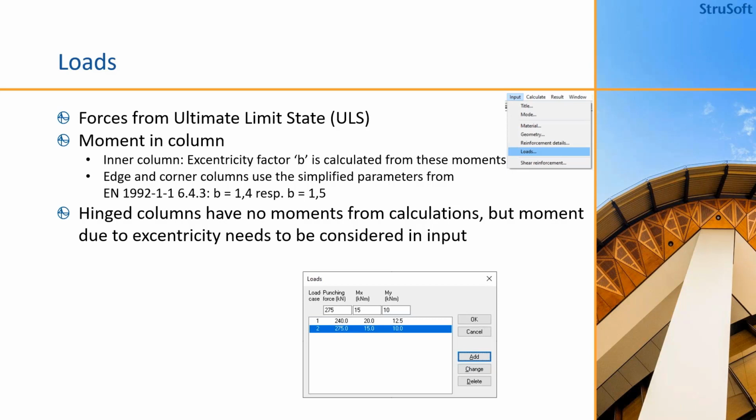But if we use an edge or a corner column, we will use the simplified parameters defined in Eurocode. So for edge, it's 1.4, and for a corner column, it's 1.5 for this beta factor. And if we have a hinged column in the model, then they may have no moments in FEM design, for instance, but we need to define a moment due to eccentricity. And this needs to be considered in the input, so we need to define those here.